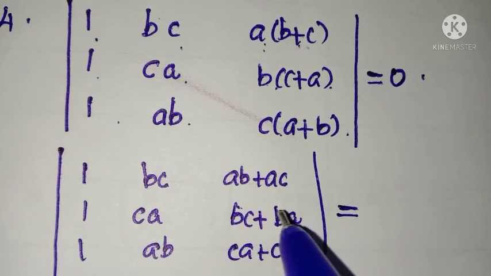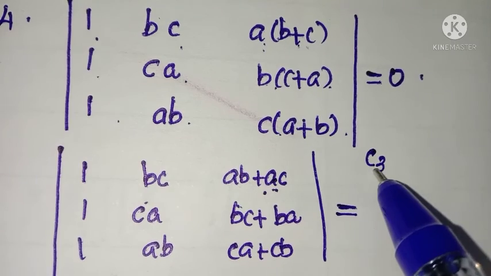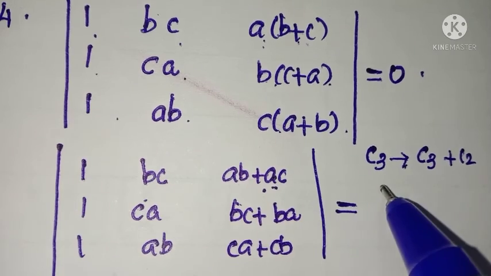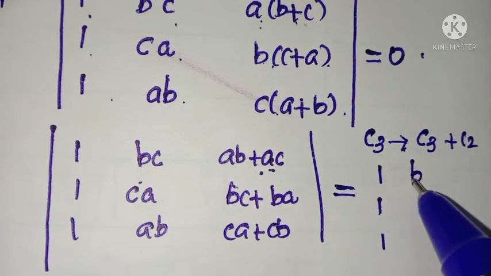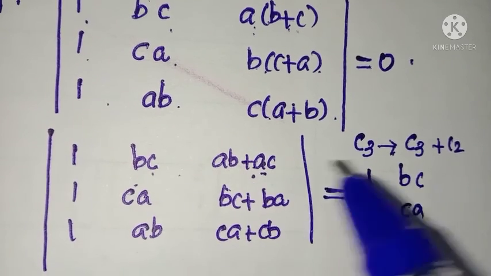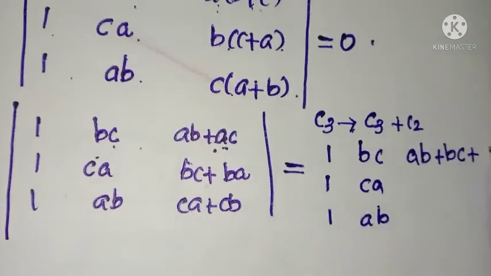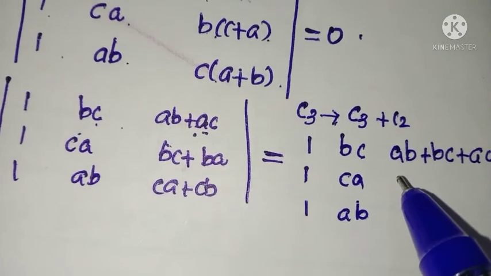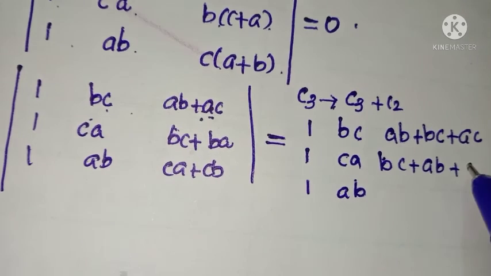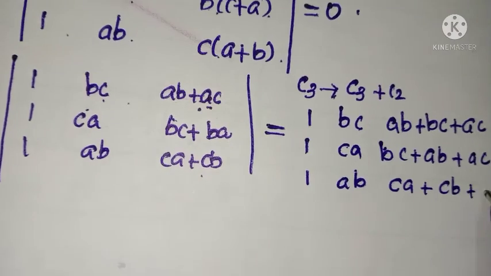Now the next step is adding these two columns, so C3 is transformed to C3 plus C2. The first column is the same, the second column is the same, and the third column becomes the sum of these two columns. We get AB plus BC plus AC, then BC plus AB plus AC, then CA plus CB plus AB.